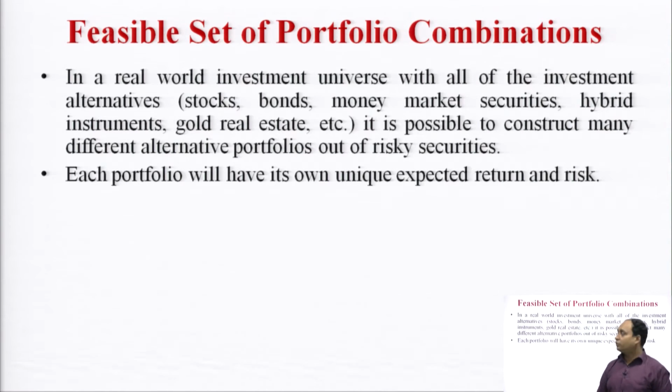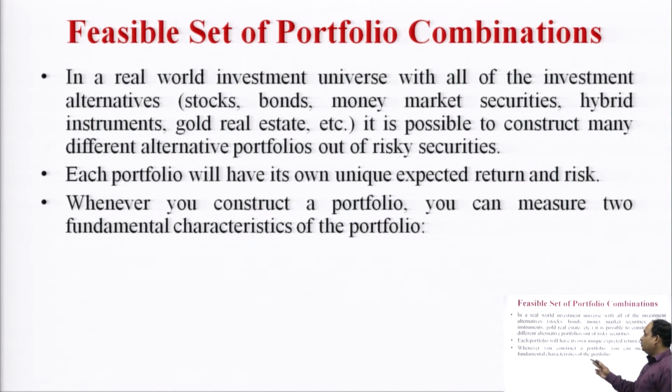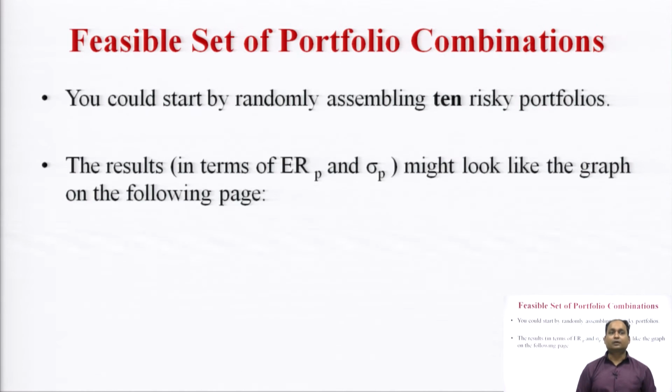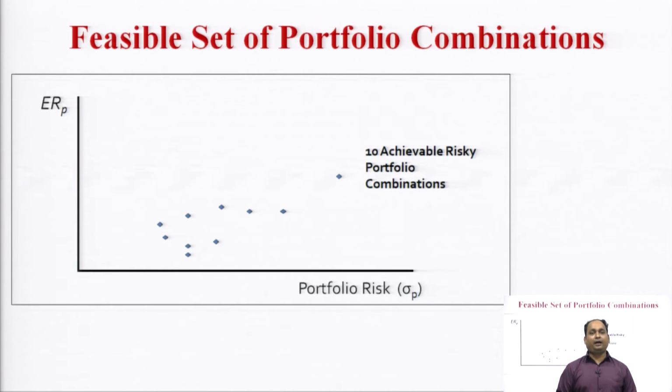For the feasible set of portfolio combinations, each portfolio will have its own unique expected return and risk, and whenever you construct a portfolio, you can measure two fundamental characteristics of a portfolio, and those characteristics are portfolio expected return and portfolio risk, which is denoted by sigma. For the feasible set of portfolio combinations, we may take the example of a start with the random assembling of 10 risky portfolios. By calculating the risk and return, we are plotting them on a graph based on the expected return and risk profile. Say these are the feasible set of portfolios, 10 achievable risky portfolio combinations.